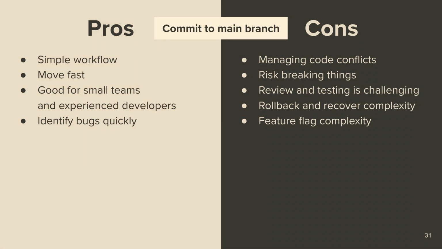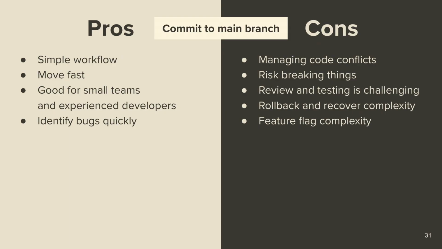Some of the pros and cons to this sort of thing is it is a simple workflow. You can move fast. It's great for small teams that are in close communication throughout the development experience, and you can identify bugs really quickly, I guess is one benefit there. But you do have to manage code conflicts, and you do risk breaking things on production if you are modifying the main branch, and let's say you have an automatic deployment script that's going to push that to production, you could break the site and then have to scramble and figure out what broke it.